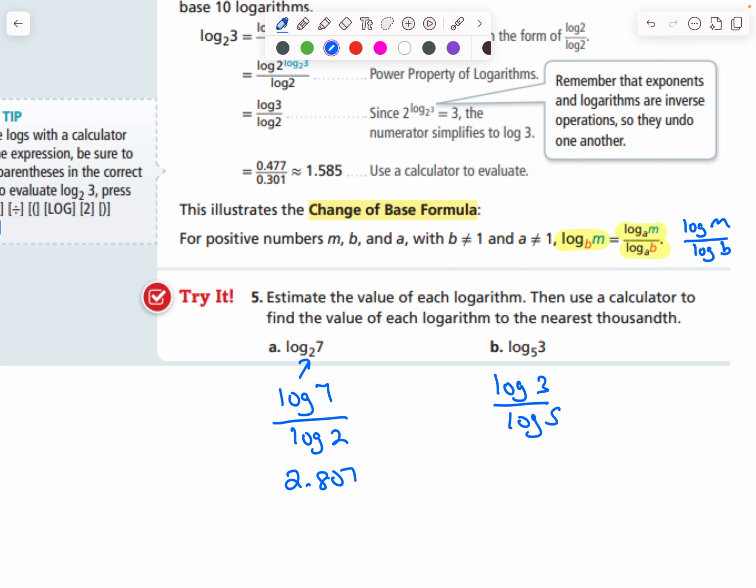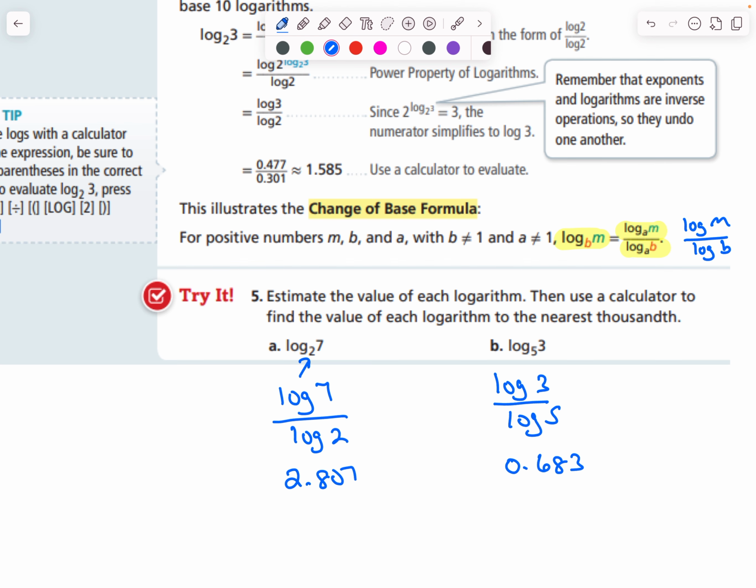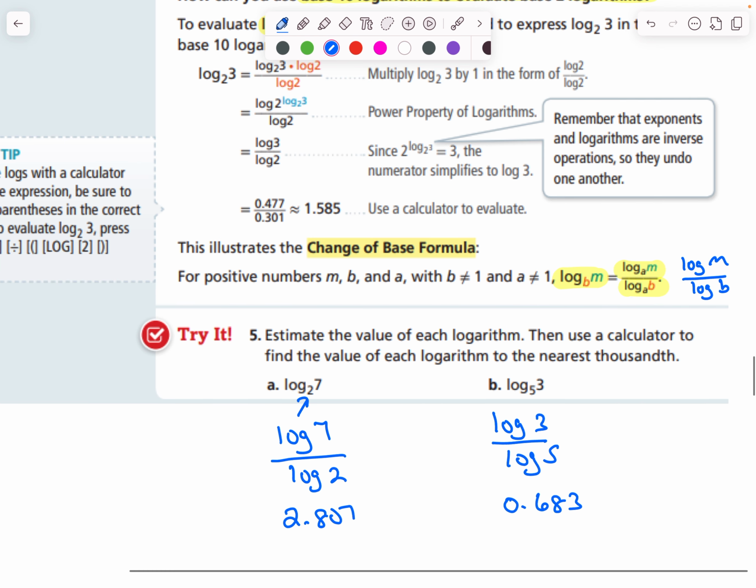Or in this one, we want to do log 3 over log 5. And again, just remember that the base goes on the bottom. Keep the b's together. The log base 2 went on the bottom, the log base 5 went on the bottom, 0.683. So I think that's enough notes for us to do for right now.